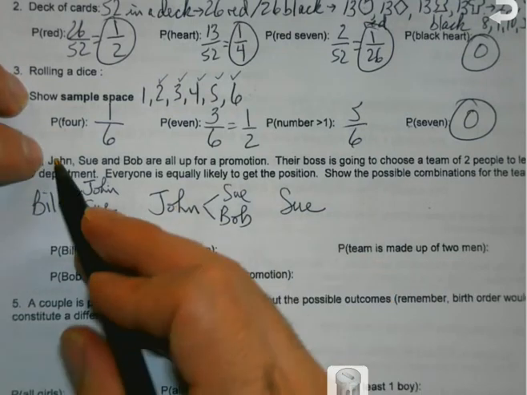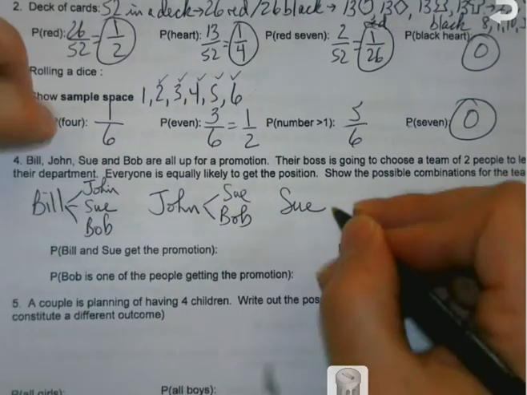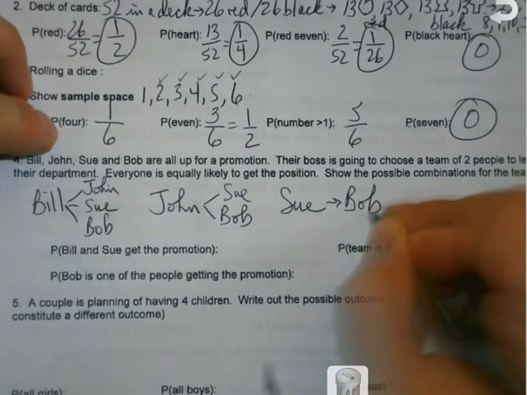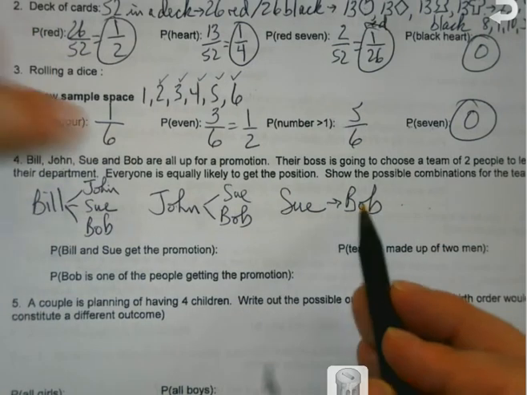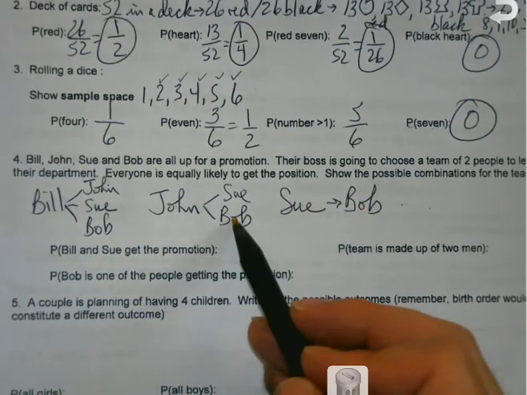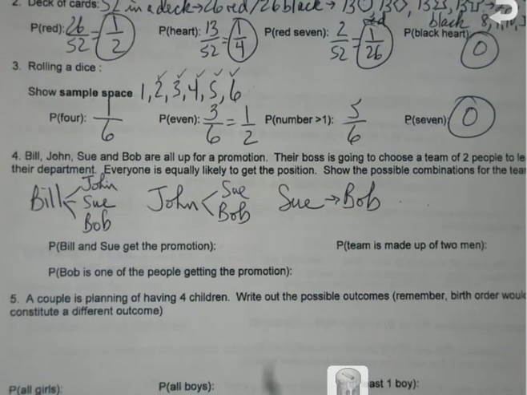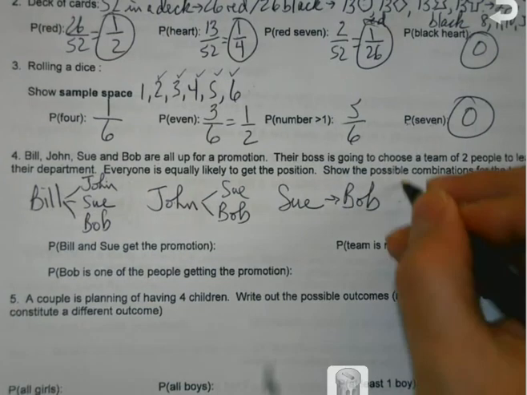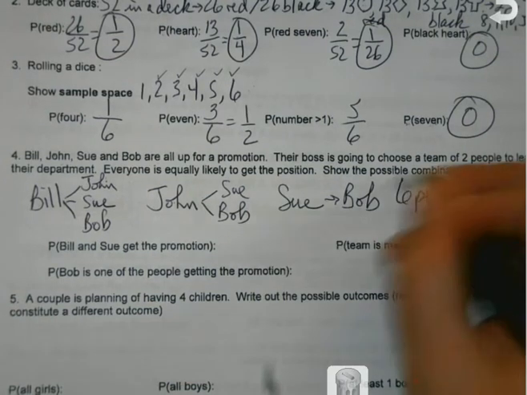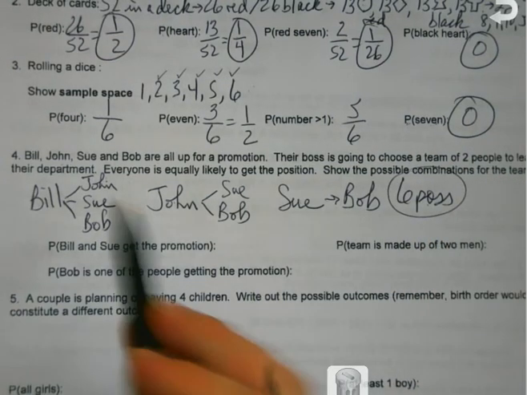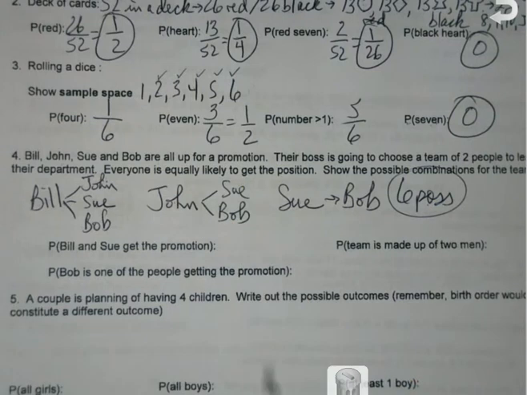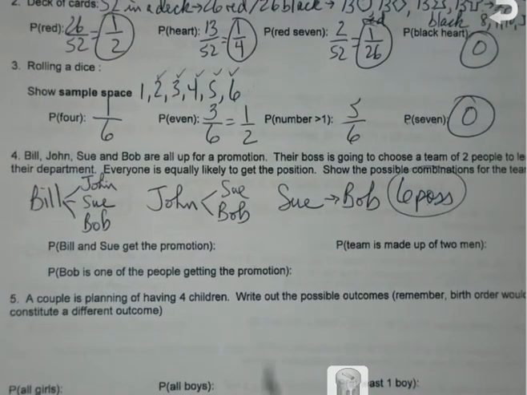Okay, Sue. Sue's already teamed with John. Sue's already teamed with Bill. Oop, didn't team with Bob yet, though. And then when I get to Bob, well, Bob's already teamed with Sue. Bob's already teamed with John. Bob's already teamed with Bill. So can't do anything else. So there's 6 possibilities here that I'm looking at: 1, 2, 3, 4, 5, 6 teams that I could assemble from this.